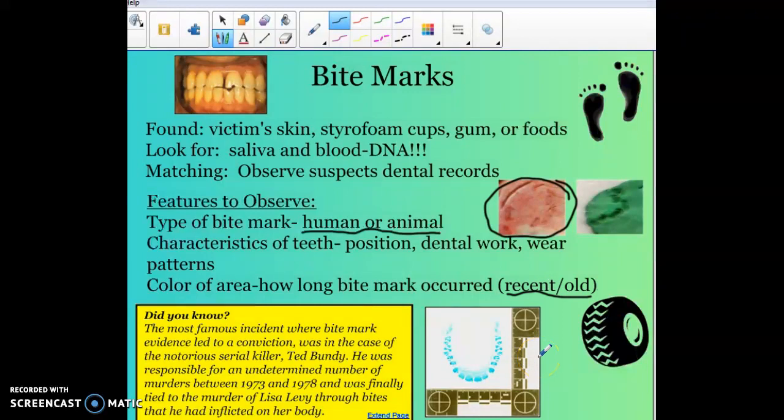And one of the most famous incidences for bite marks is for the notorious serial killer Ted Bundy. He was responsible for an undetermined number, I think it was very, very high, of murders between 1973 and 1978. He was finally tied to the murder of Lisa Levy through bite marks he had inflicted on her body. So he had bit her multiple times, and they were able to match it back to his bite mark. And that's how they were able to finally get a conviction for him.